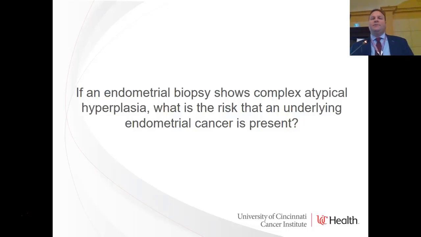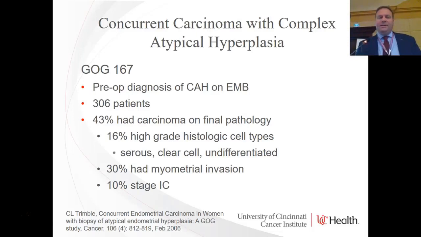So just briefly to review, if an endometrial biopsy shows complex atypical hyperplasia, what's the risk that an underlying endometrial cancer is present? This data was very novel about 10 years ago, in the GOG 167 trial that included a pre-op diagnosis of complex atypical hyperplasia. It wasn't really the endpoint they were looking for, but more than 40% of patients were found to have carcinoma on final pathology. This was much higher than initially suspected, but studies since then have confirmed that anywhere from 40 to 60% of patients with complex atypical hyperplasia on endometrial biopsy are found to have at least an early endometrial cancer.